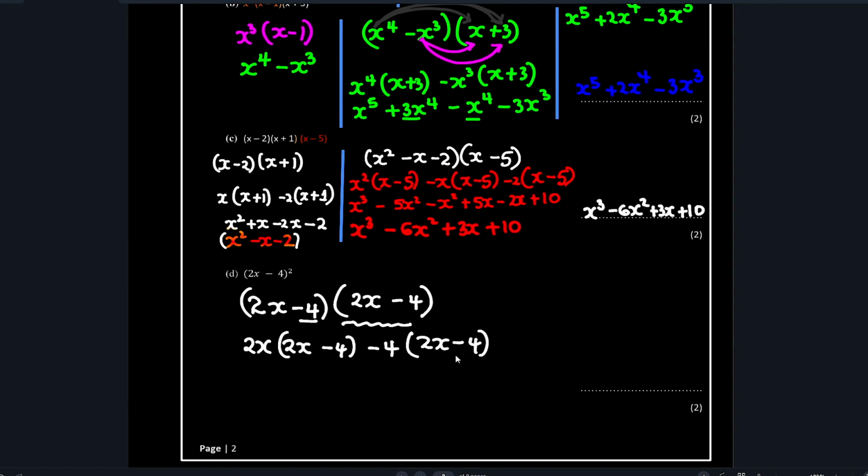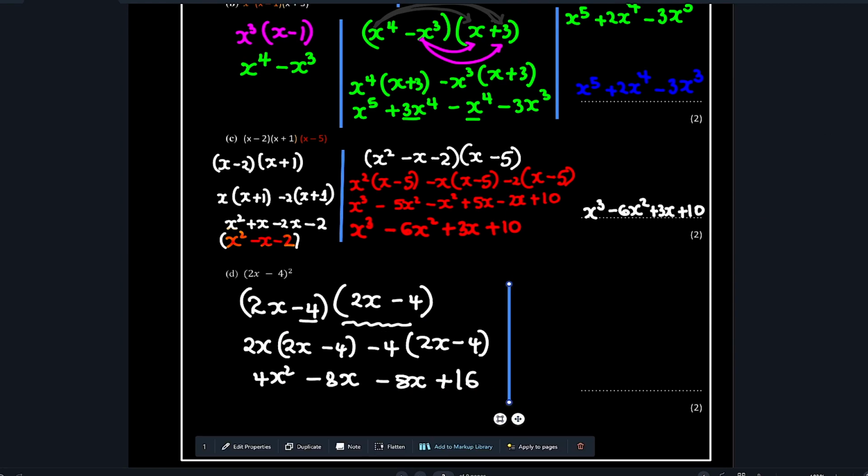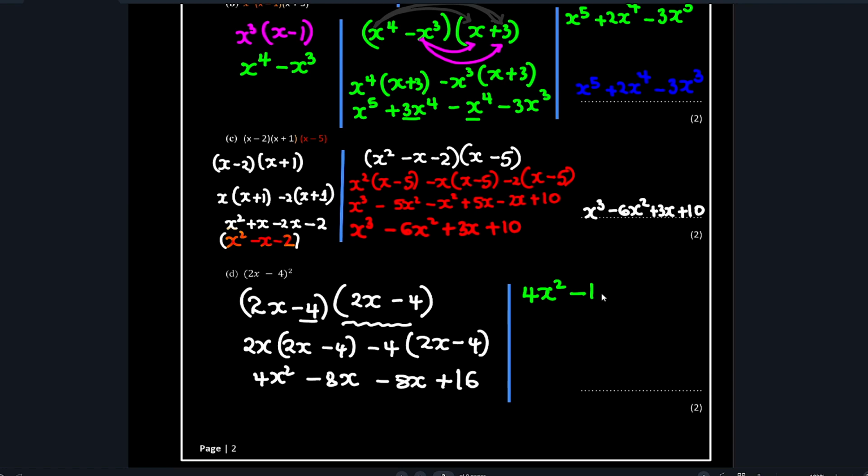And this is going to be what? 2x times 2x will be 4x squared. And this will be 8x. 4 times 2, this is going to be minus 8x. And negative 4 times negative 4, that will be positive 16. Now we can put the like terms together. And we identify that this is going to be 4x squared minus 16x plus 16. And this gives our final answer.